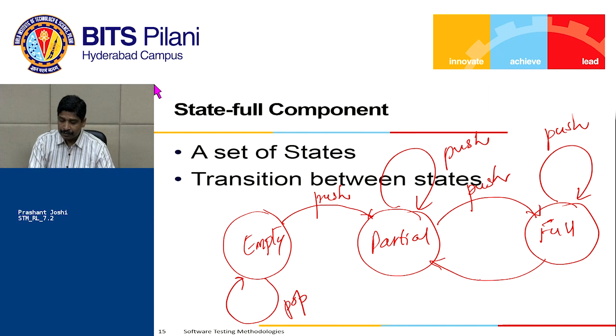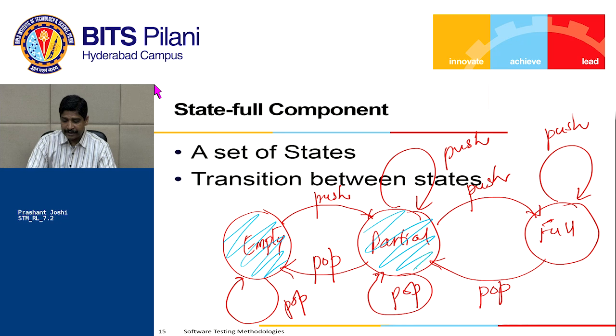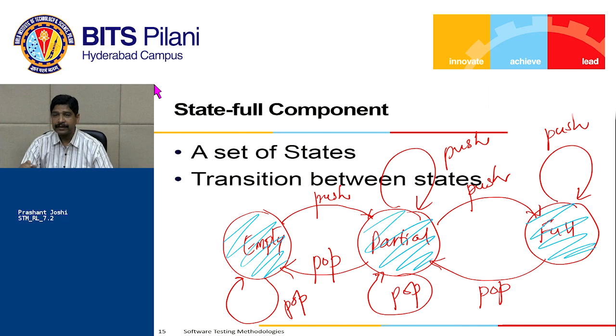Now I do a pop, and a pop, and a pop. You can clearly observe that we have three states. And which are our states? This is one state, this is another state, and this is a third state. And we now have transitions between the states.